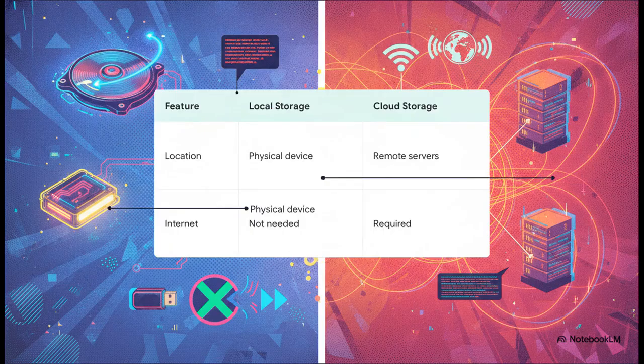Let's break down these two options. Local storage means saving data on a physical device you actually own, like an internal SSD or maybe a USB stick. It gives you incredibly fast access without needing any internet connection, and you retain direct physical control of your data. Cloud storage, conversely, means you're saving data on remote servers accessed via the internet. This makes it ridiculously easy to access your files from any device anywhere in the world.